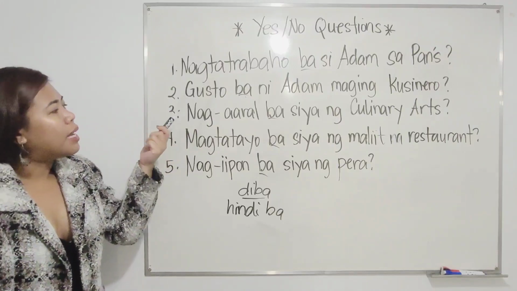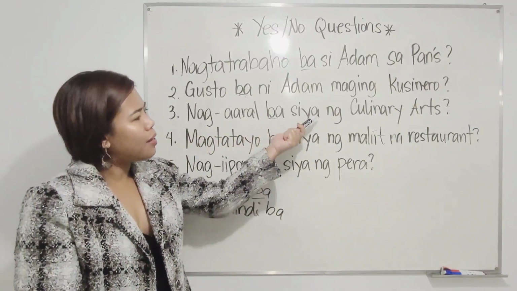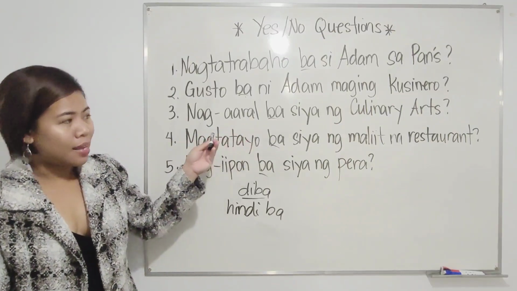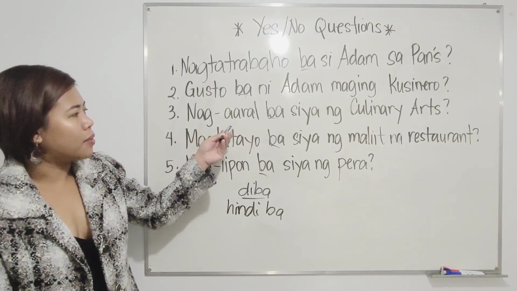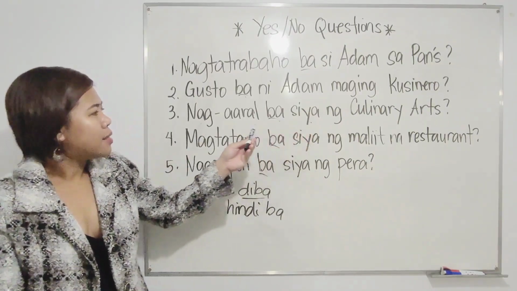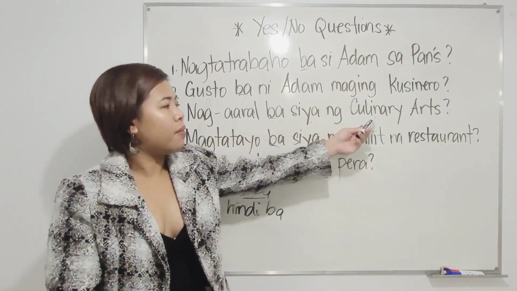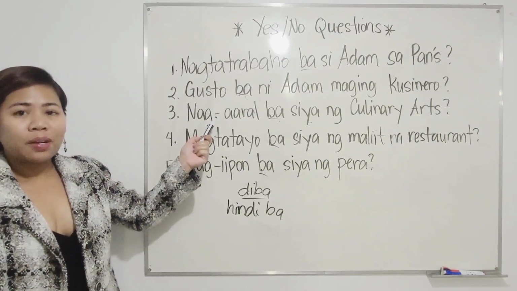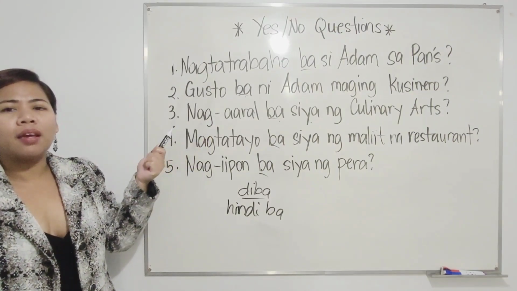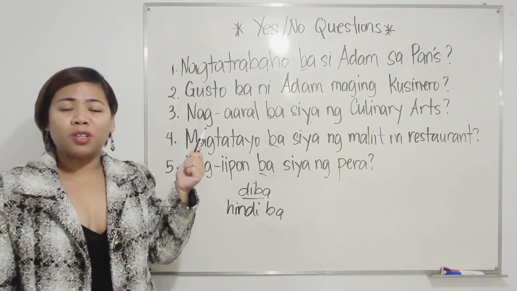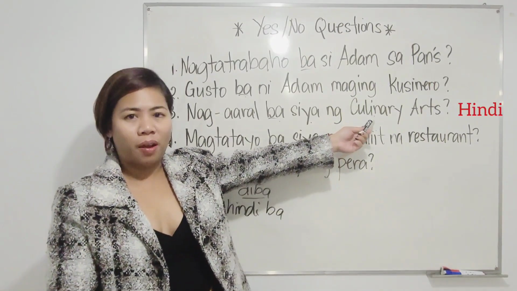Okay, number 3. Nag-aaral ba siya ng culinary arts? Nag-aaral in the present tense. So studying. Is he studying culinary arts? What was he studying? In the paragraph, it says he's studying business administration, right? So it's not culinary arts.